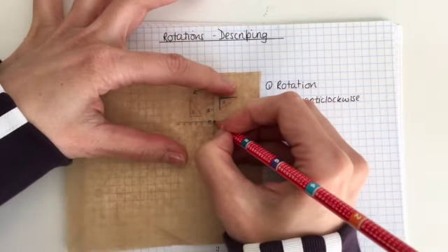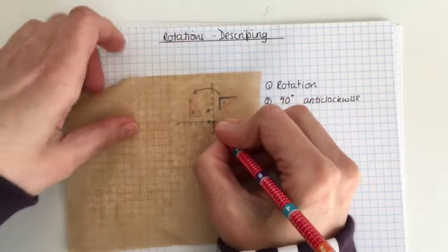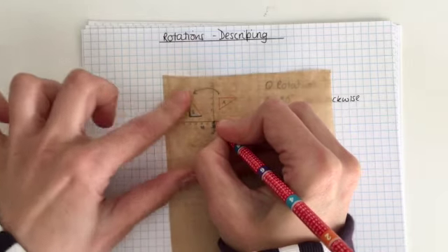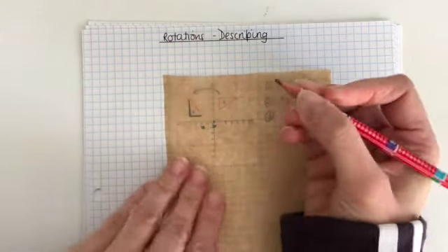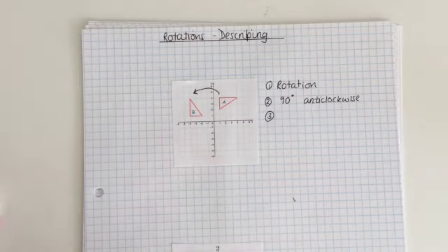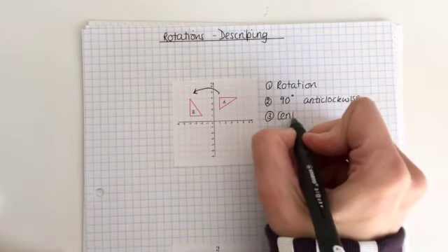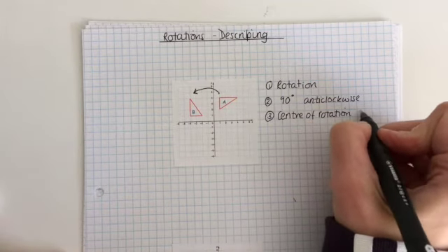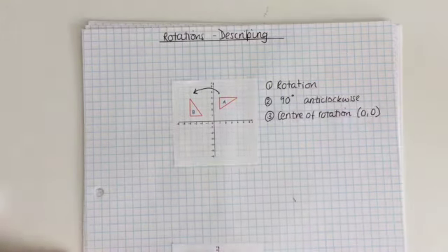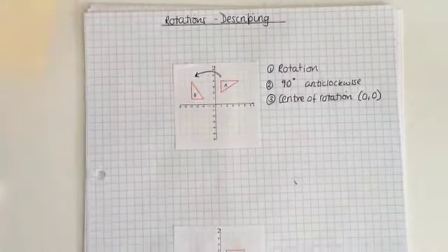Right, I'm going right bang in the middle this time. And let's turn. There we go. Can you see it's landed on it perfectly? So I know now that my center of rotation is 0, 0. So I'd write center of rotation 0, 0.